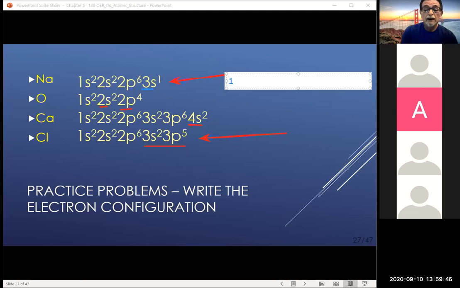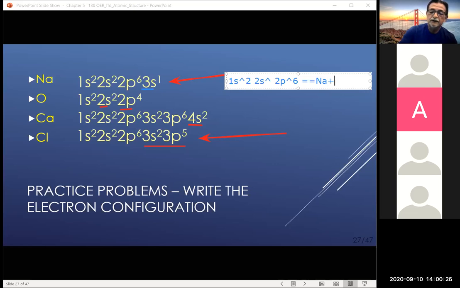You have 1s2, 2s2, and 2p6. And guess what? Sodium, by losing an electron, what do you think its net charge is now? Remember we talked about the elements having a +1. Exactly. So it has a +1.